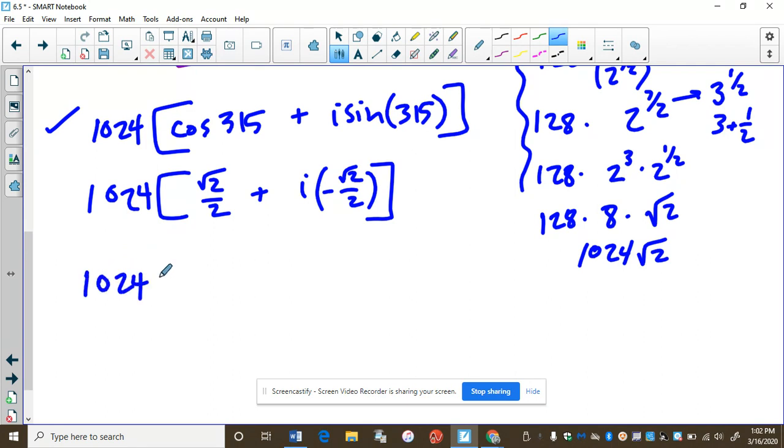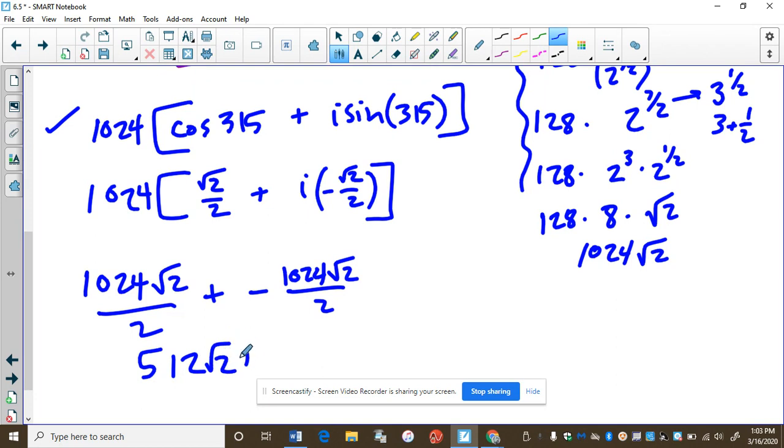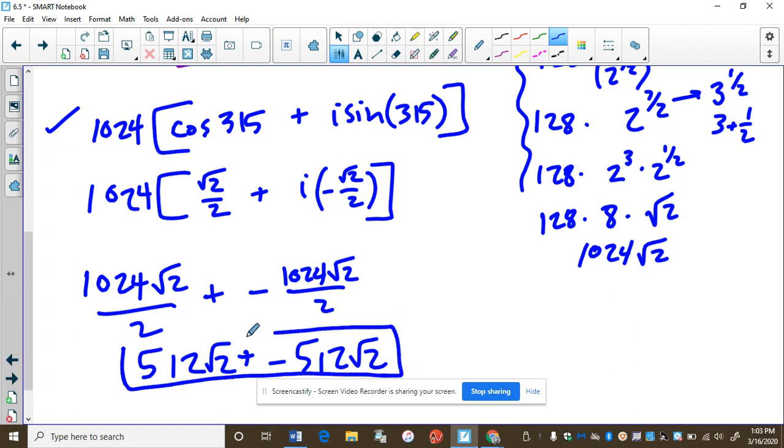So we have 1024 radical 2 over 2 plus negative 1024 radical 2 over 2, and these can be reduced to 512 radical 2 plus negative 512 radical 2. I believe that's right. My math should be good there. So we get this. Oh, what did I forget? Forgot the I. Where am I going to put it? I'm going to have to wedge it in here. We'll put it right here. Okay, I can put it at the end as long as it doesn't go underneath that radical, but that's good.